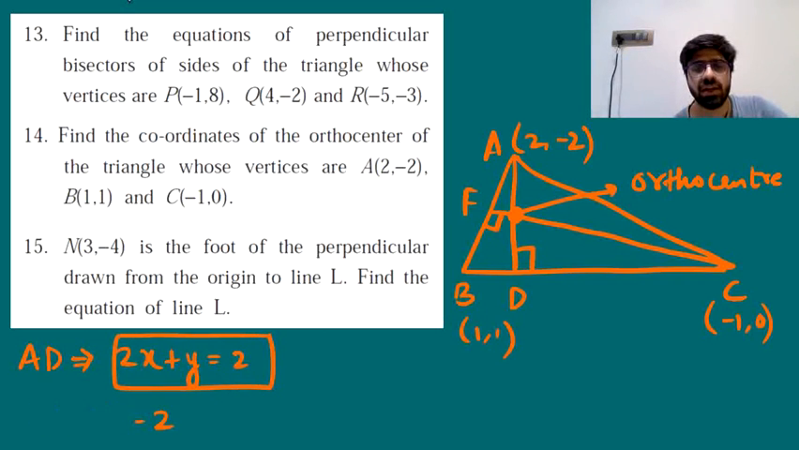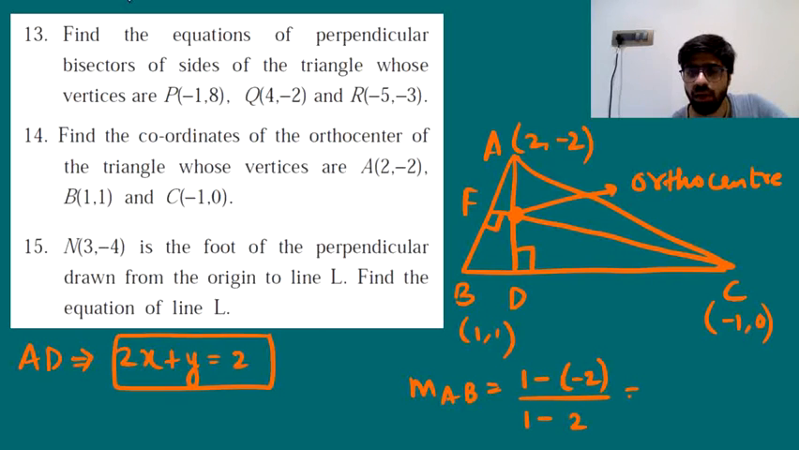In a similar way, let's try to find the equation of altitude CF. The slope of AB will be y2 minus y1 divided by x2 minus x1. So this will give us 3 divided by -1, which is -3. If the slope of AB is -3, CF is perpendicular to AB, and that is why the slope of CF will be the negative reciprocal of this, that is 1 upon 3.